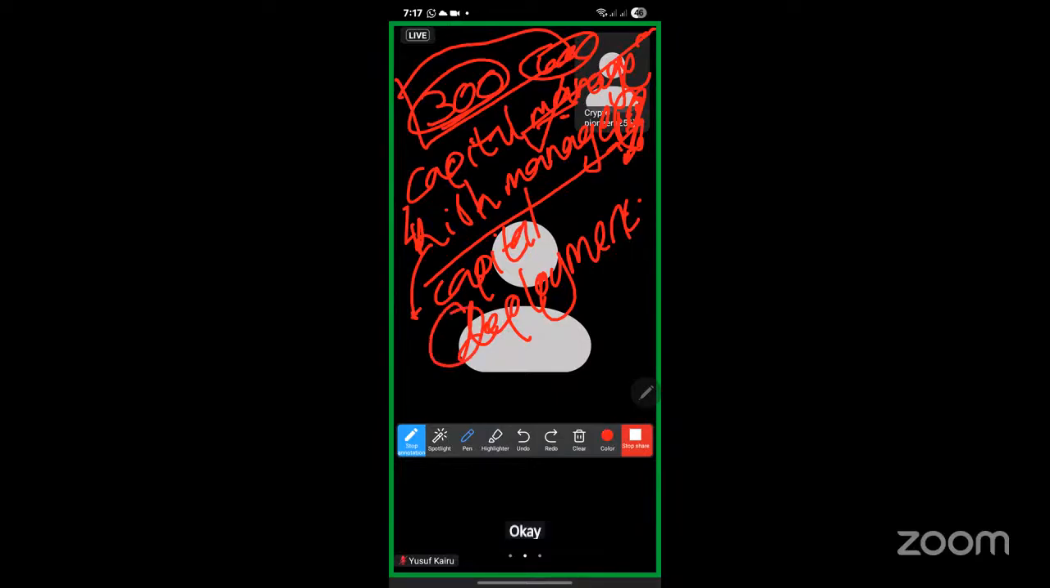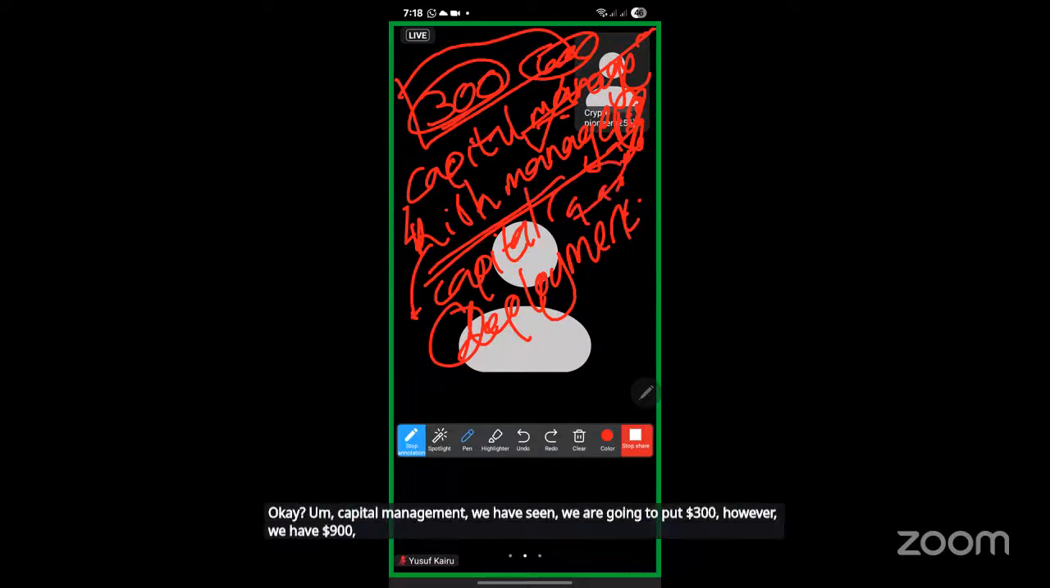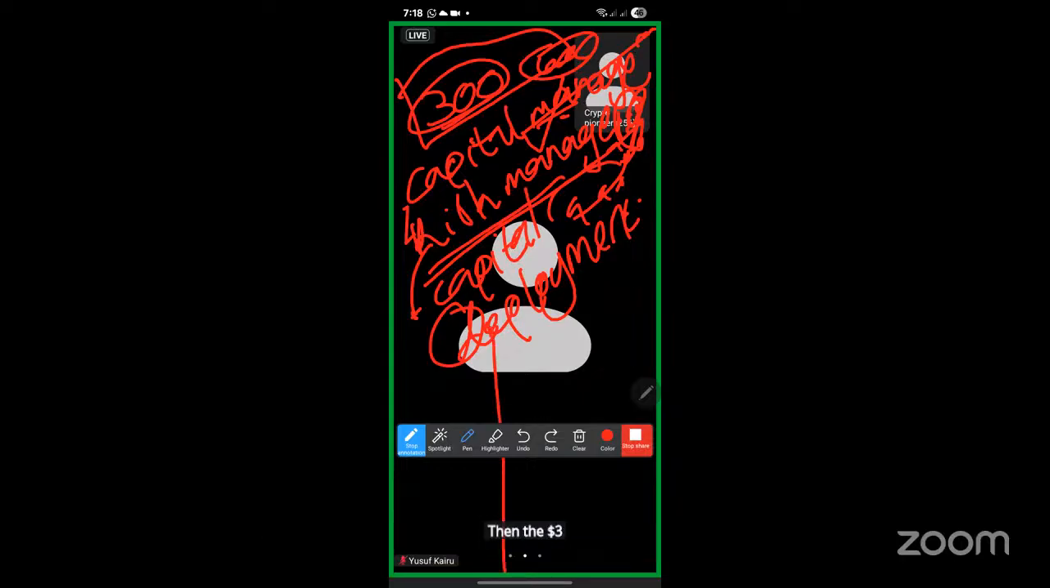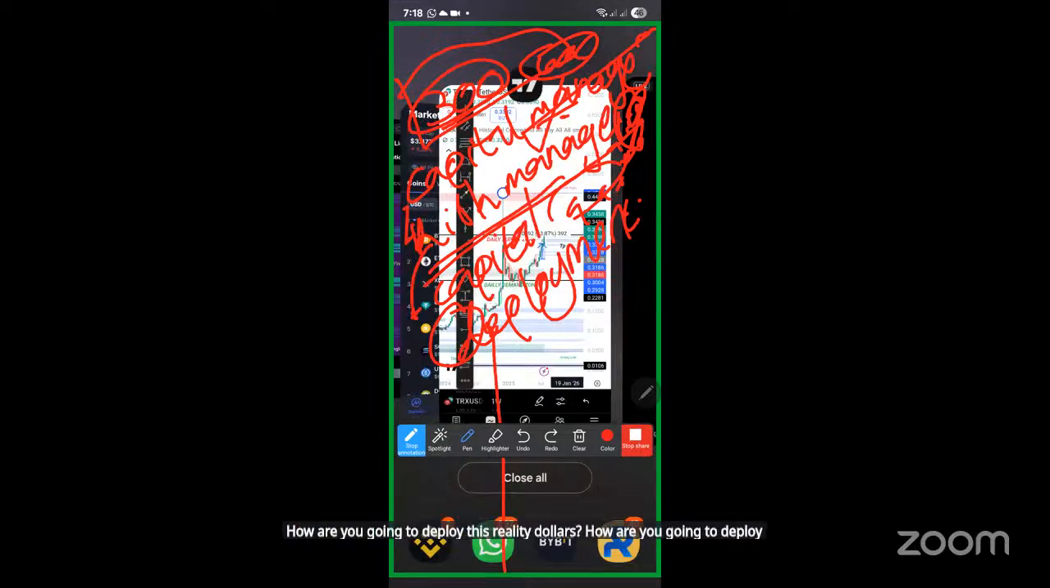Okay. And capital management, we have seen we are going to put $300. However, we have $900, but we are going to use $300 per coin. Then the $300, that is capital management. Then how are you going to deploy the $300?